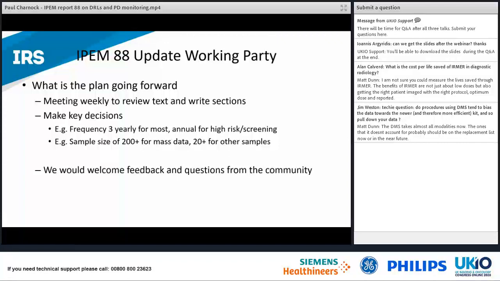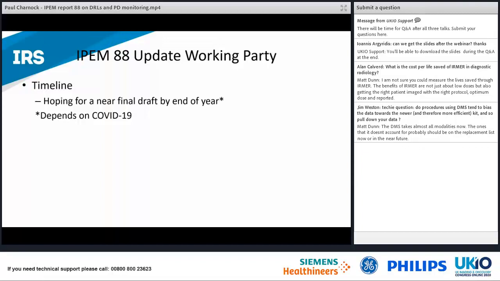And lastly, what's the timeline for this? Well, we're hoping to have a near final draft towards the end of the year, but there's a very big caveat that depends on COVID-19. At the moment, we're managing to take advantage of this, like I said, and have our weekly meetings and update the text. But as restrictions are lifted, it may be that a lot of the group are pulled in other directions, having to catch up on a lot of work that we've been unable to do in the current situation. We just don't know. But I think towards the end of the year is a good estimate.